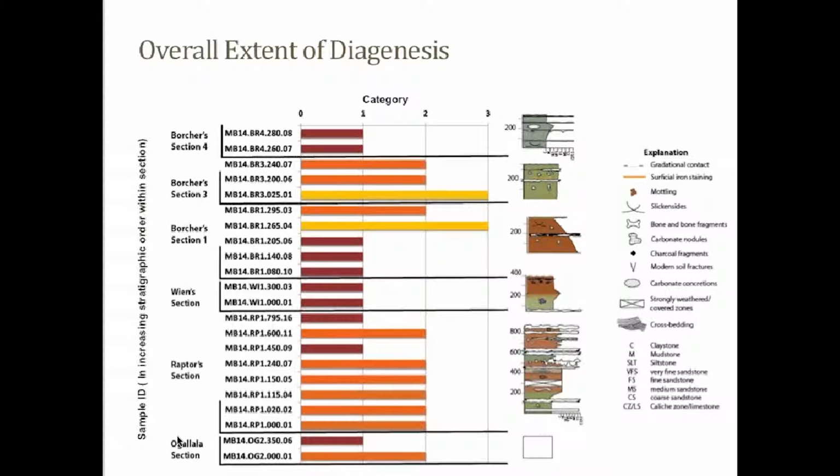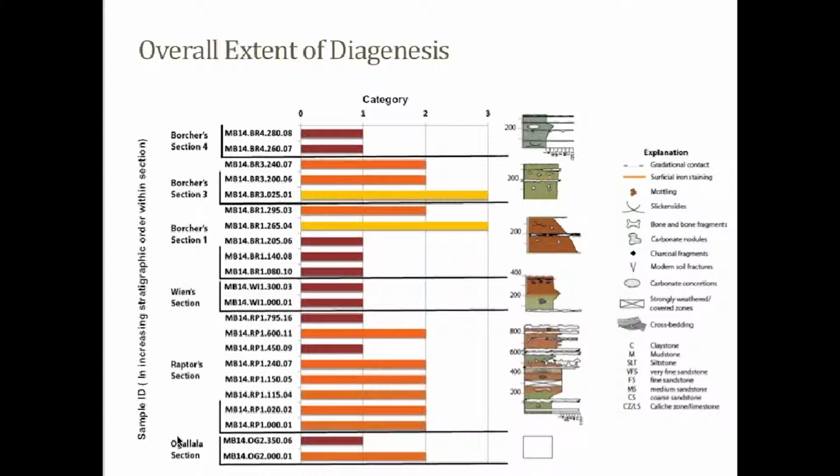So after all of these analyses, I made a graph of all of the samples by stratigraphic unit. Borchers section 4 is indicated by this stratigraphic unit over here, and so on. What I found was that there was generally a progression of diagenesis as we went towards the base of the stratigraphic unit. So the Borchers 3 section is a really good example of how the samples towards the surface of the unit are not as diagenetically altered as the base here.